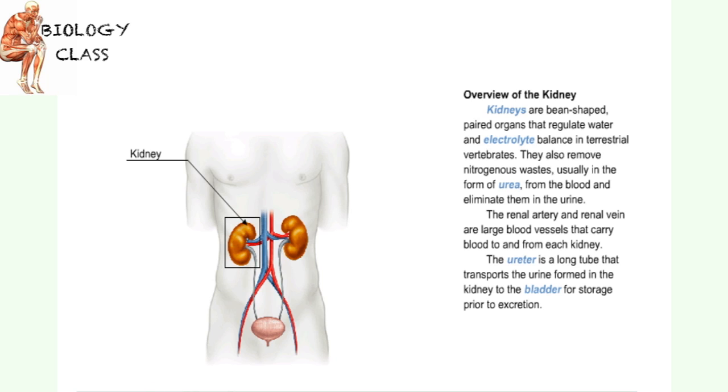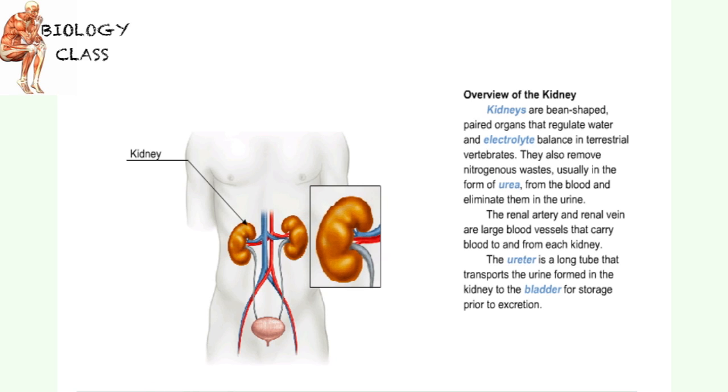Kidneys are bean-shaped paired organs that regulate water and electrolyte balance in terrestrial vertebrates. They also remove nitrogenous wastes, usually in the form of urea, from the blood and eliminate them in the urine. The renal artery and renal vein are large blood vessels that carry blood to and from each kidney.